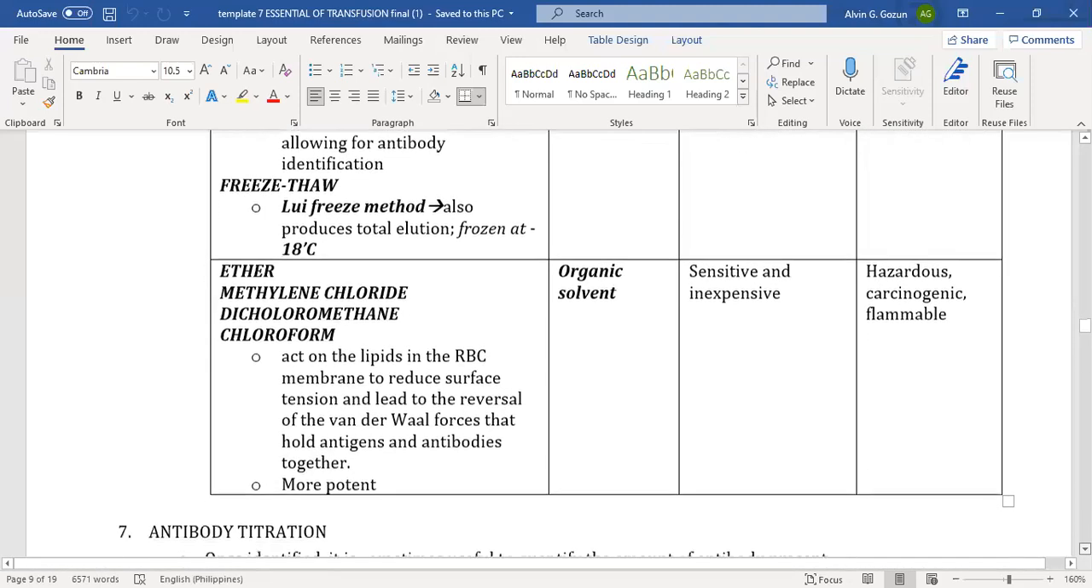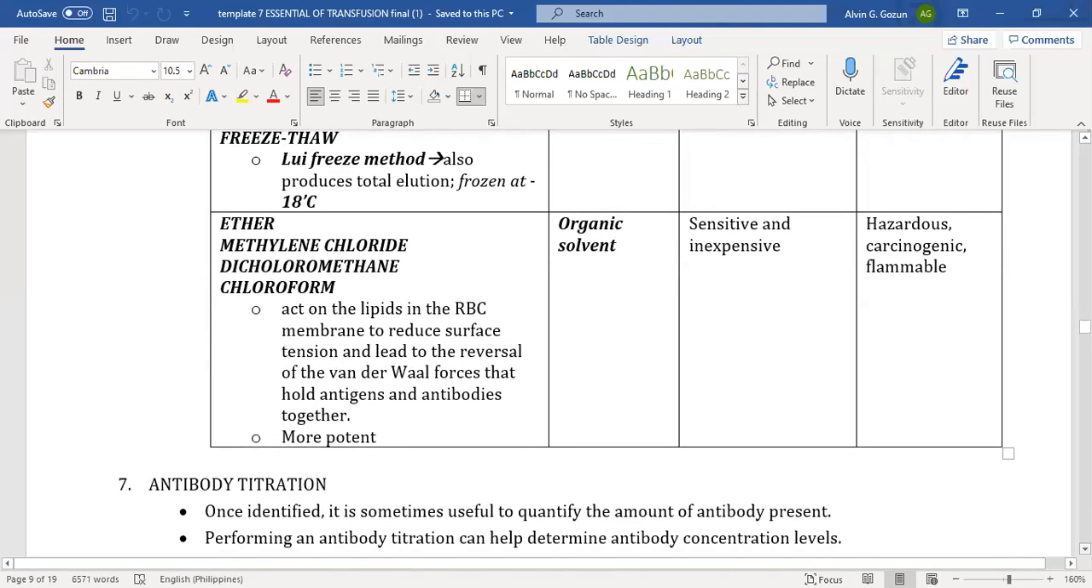Next, gumagamit din tayo ng mga chemicals such as ether, methylene chloride, dichloromethane, and chloroform. They act on the lipids in your RBC membrane to reduce surface tension, and it can lead to reversal of the van der Waals forces that hold antigens and antibodies together. And guys, this is more potent elution technique. Okay? Magamit tayo ng organic solvent. This is sensitive and inexpensive. And limitation, this is hazardous, carcinogenic, and flammable because these are chemicals.